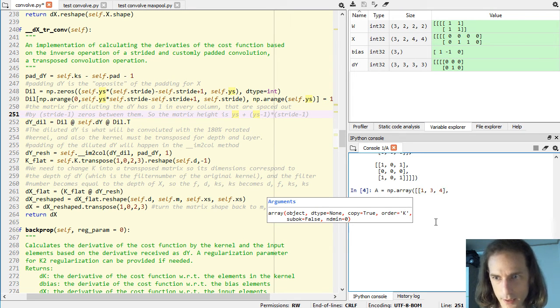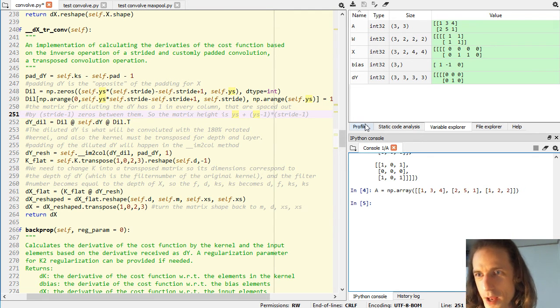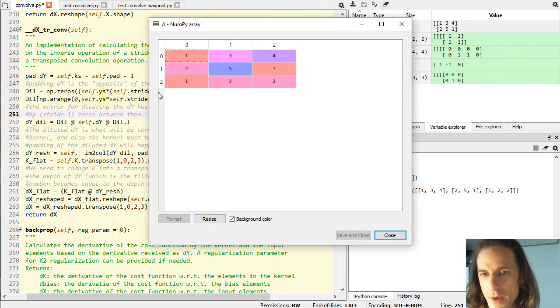Let me make an array here of just a few numbers. So now, oh come on, yeah, I need to close this bracket. Okay, so now I have an A matrix here.